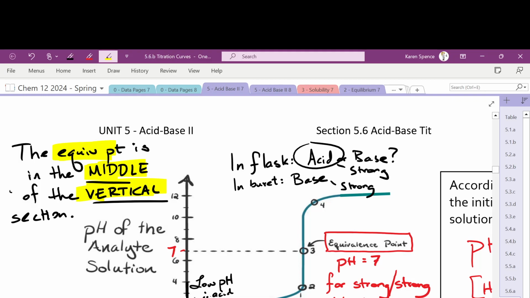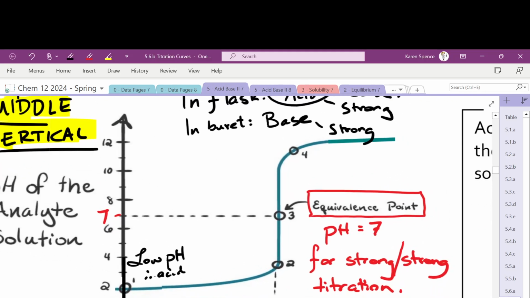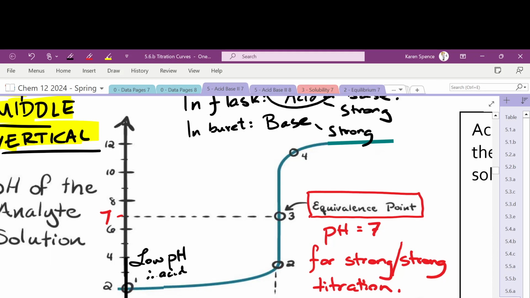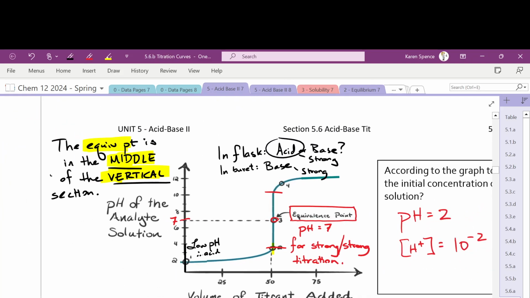So now you know that you could label the equivalence point on a graph if you were asked to do so. And if I said, what volume does it take to get to the equivalence point? You would say 50 milliliters, because the vertical line is at 50 milliliters. And if I said, what is the pH at the equivalence point? You would find the midpoint between here and here, and that is right here, at pH 7. Okay, so that's a strong, strong titration.